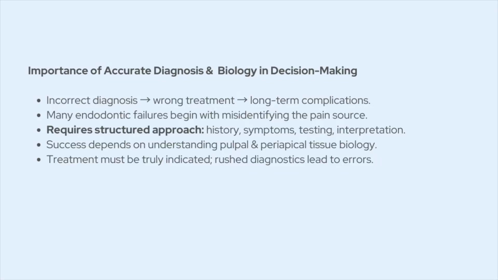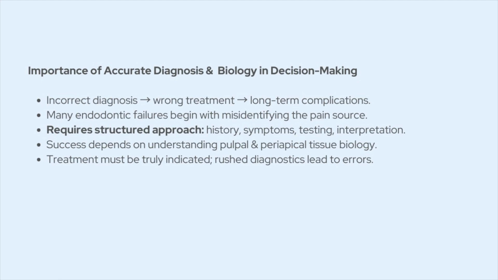So, today we're going to focus on one of the most essential foundations of successful endodontic care, and that's accurate diagnosis. And I really want to emphasize how important this is because many complications we see in endodontics don't come from over instrumentation or ledging or obturation issues. They come from the very beginning when the clinician identifies the wrong source of pain. Once you start with an incorrect diagnosis, every step after that becomes essentially the wrong treatment for the wrong problem.